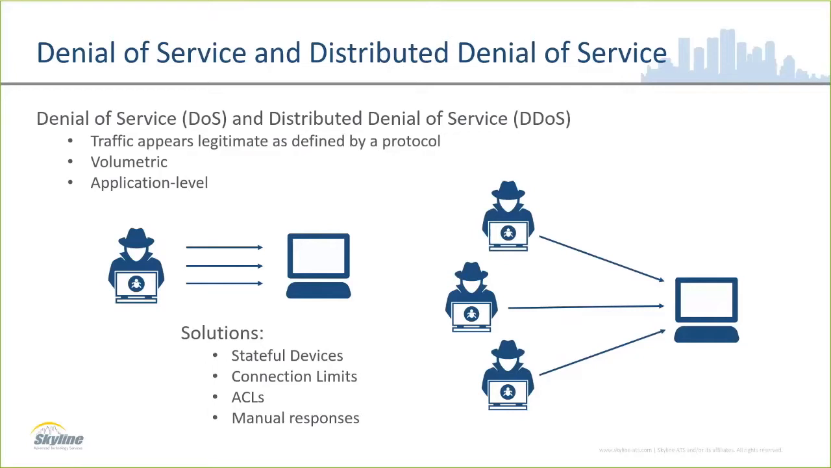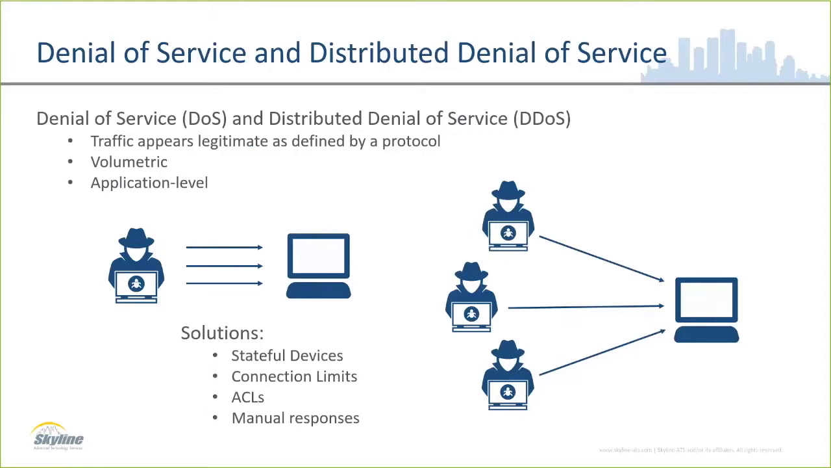I didn't say this earlier, but let me back up to this. DOS and DDoS attacks typically look like traffic appearing legitimate as defined by the protocol. For example, 802.3 and 802.11 packets appear legitimate as defined by a protocol. DOS and DDoS can get around some of the security mechanisms that we put into place.